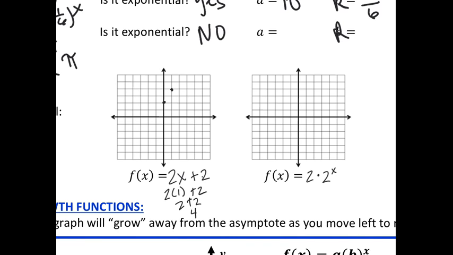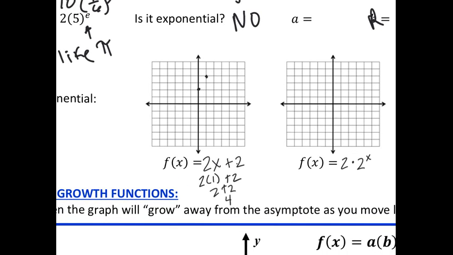I can even choose a value previous to the y-intercept. For example, I could use -1. Once again, I'm just making up these points. When x is -1, y would be 0. Now I'm able to draw a straight line. That's your linear.